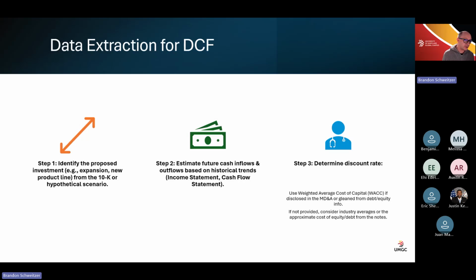So the first thing is to identify any type of proposed investment that the company has, or any type of hypothetical investment that the company is considering, and you'll be able to find that in both the 10K and/or the investor relations page for the company, and of course through your internet and AI searches. So that's the first step.